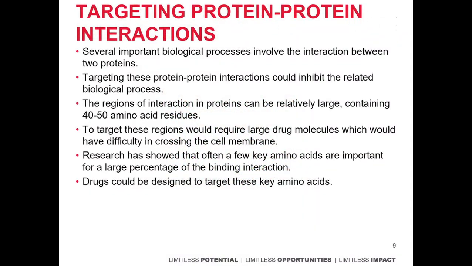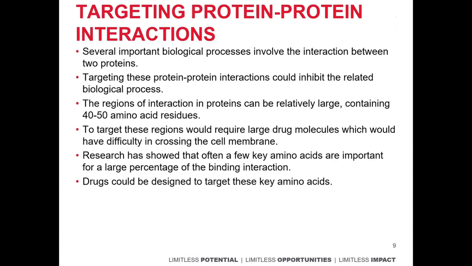Now, we can also try to design drug molecules to inhibit the interactions between multiple proteins. And targeting these protein-protein interactions may allow us to inhibit the biological processes that these proteins take part in. Now, the regions of interactions between different proteins can be quite large, and these can often contain 40, 50, 60 or even more amino acid residues. And it's these amino acids, or rather their side chains, that interact with each other. And so these interactions can help to hold proteins together. They can be formed between multiple protein subunits to make up a functional protein molecule.